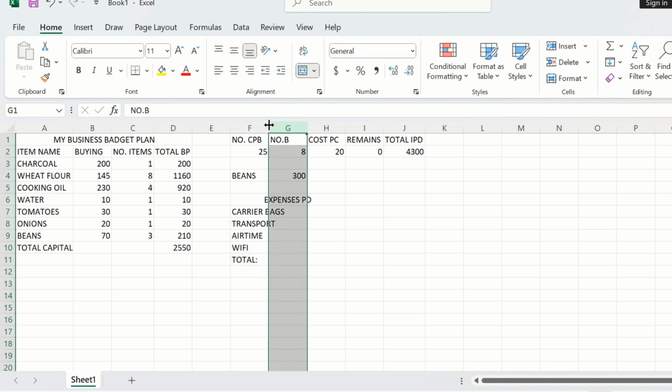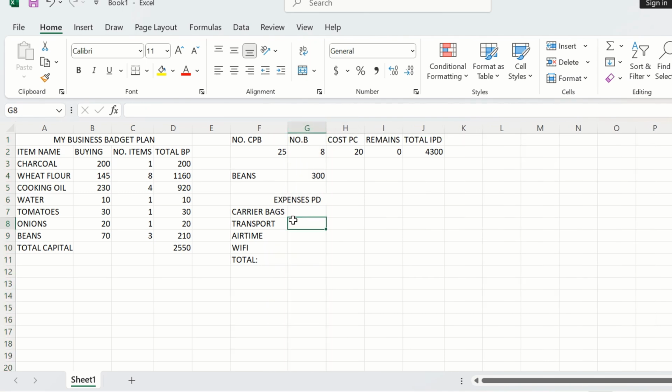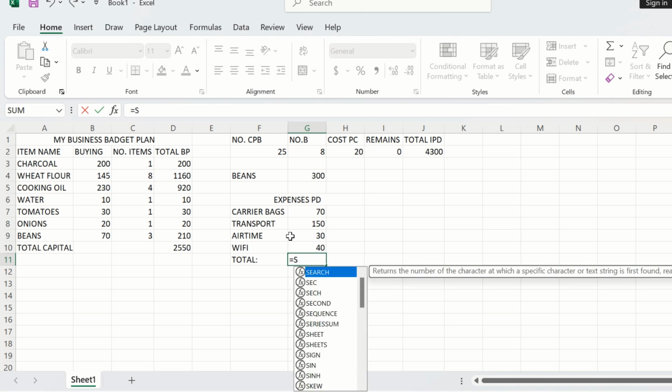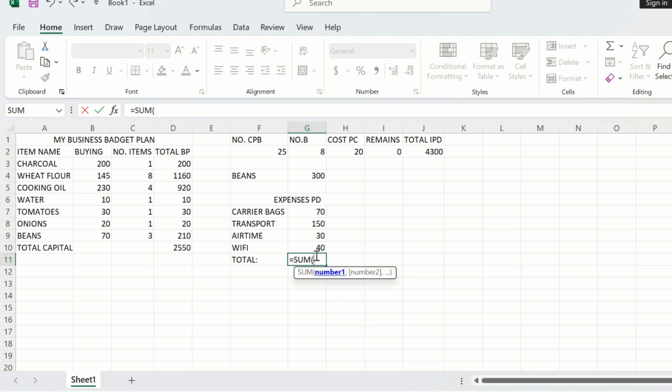Okay, yes. So let's say that carrier bag you use for 70 bob, you use 150 for transport, airtime of 30 bob, and Wi-Fi of 40 bob. So you also have to calculate the total income. So the total will be given by the sum of the above items.